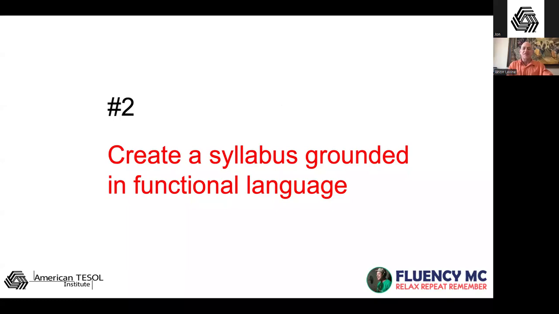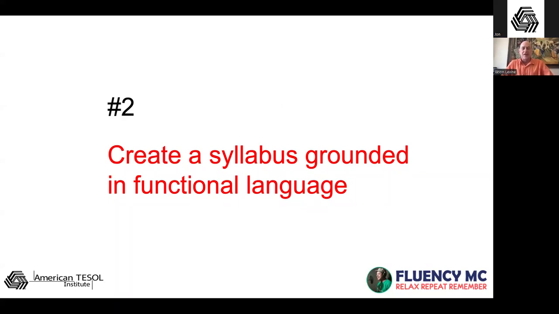Number two, I said there are just three. That first one's pretty fast. This one and the last one are going to take the rest of the time we have today. So you've done the needs analysis. Create a syllabus grounded in functional language. So let's look at these words individually.